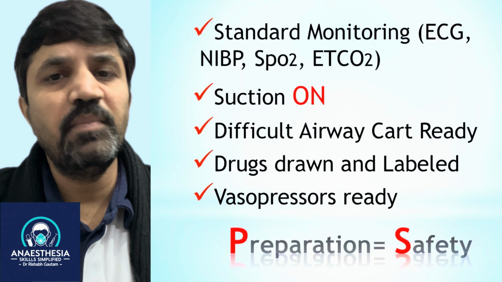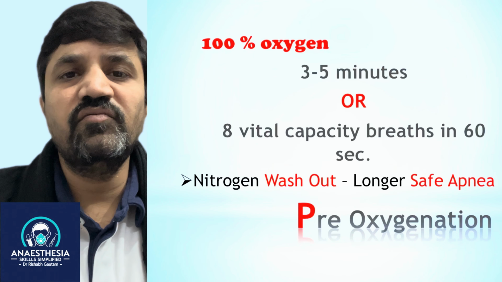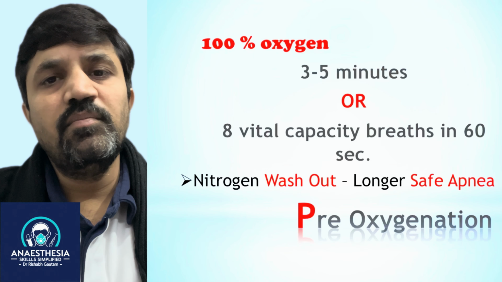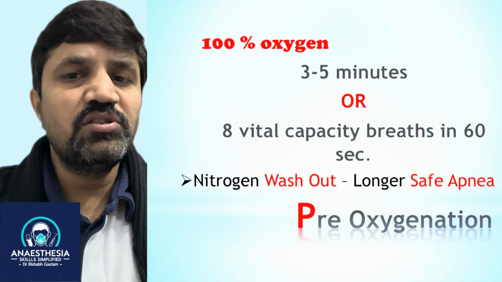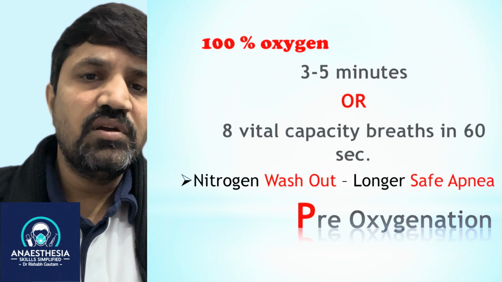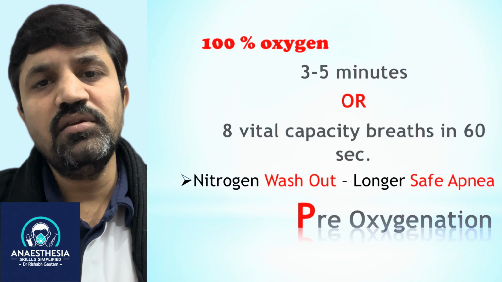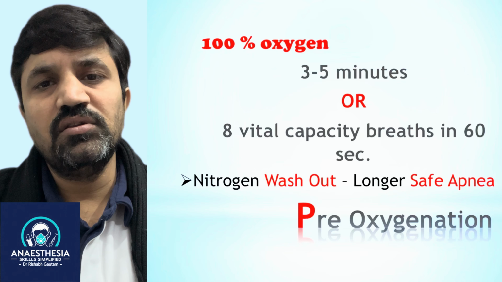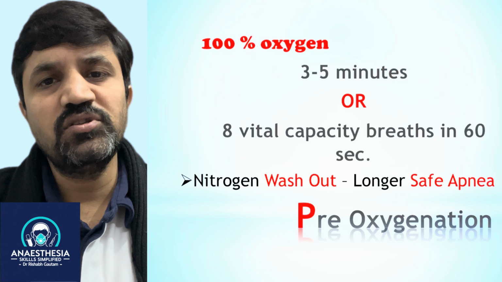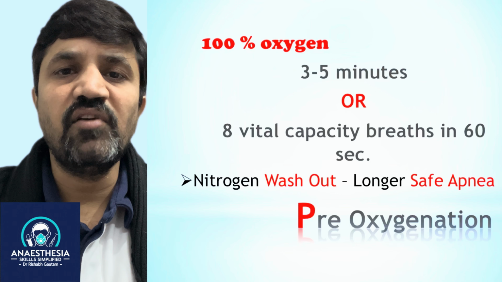So when you are prepared for the RSI, let's go for the second P of the RSI, which is pre-oxygenation. Pre-oxygenation should be done with 100% oxygen for 3 to 5 minutes. It helps in reducing the nitrogen from the lungs. It causes a nitrogen washout and increases the safe apnea time.